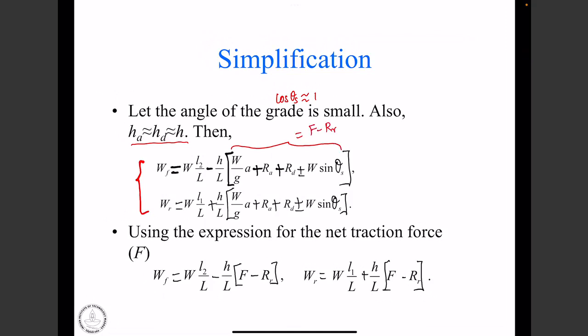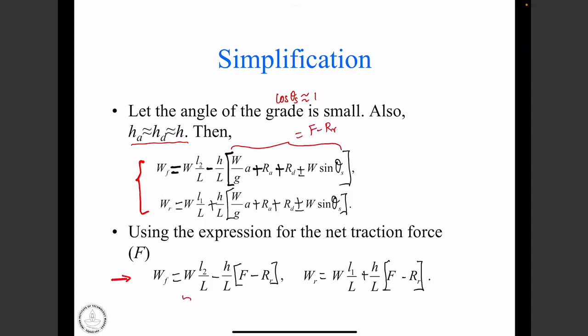The set of terms that appear in the square bracket here is going to be F minus R subscript R. That's something which we get from the equation of motion along the direction of motion, for translation. So we just substitute it and we get these two equations, one for WF and one for WR.